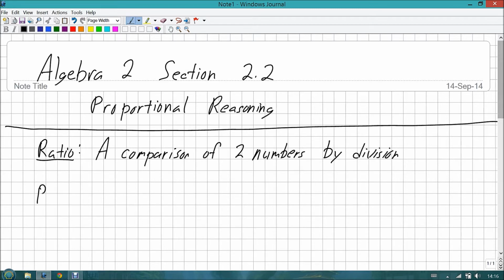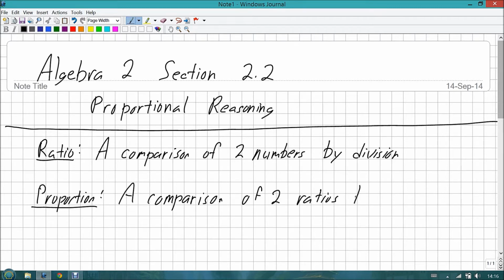And then a proportion. Can you guess what a proportion is? Yep, it's a comparison. It is a comparison of two ratios by an equal sign.